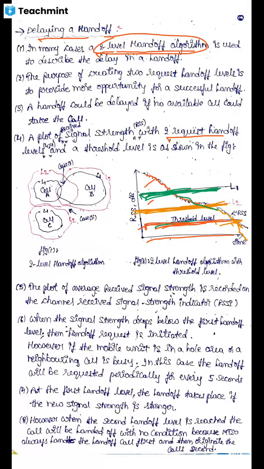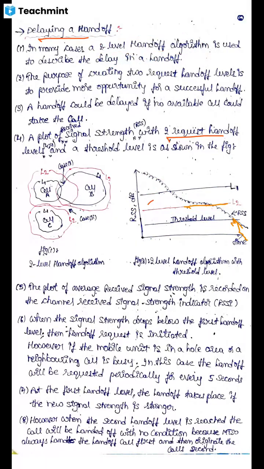Clear? So here only one point we should remember. Why are we studying this delaying a handoff concept? If we apply a handoff at the threshold level, in that case there may be no availability of channels to make a handoff successful. So to avoid this condition and make handoffs better, we are taking two levels, L1 and L2.